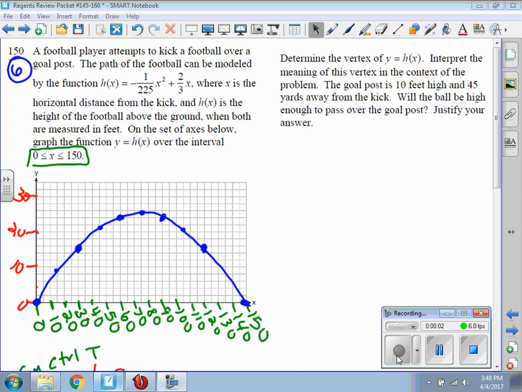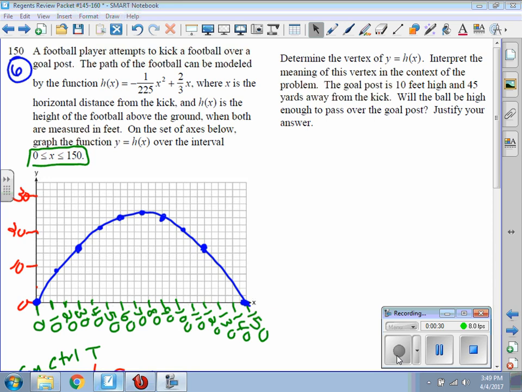We are starting with question 150 where we left off on Monday. So remember, this question says, a football player attempts to kick a football over a goalpost. The path of the football can be modeled by the function h of x, and we're given the equation, where x is the horizontal distance from the kick, and h of x is the height of the football above the ground, when both are measured in feet.